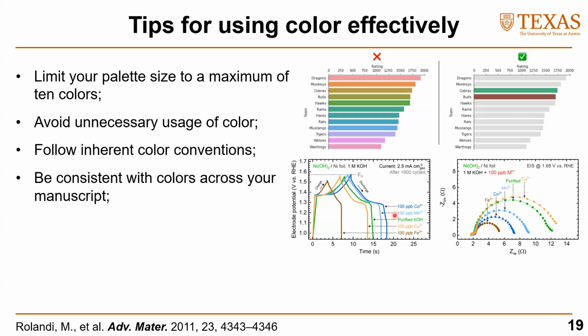So for instance, here in this plot, I'm using blue for cobalt, and in this other plot from the same manuscript, I also use blue for cobalt. So that means, if I ever see blue in this paper, it refers to cobalt.